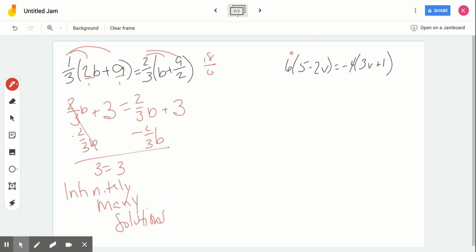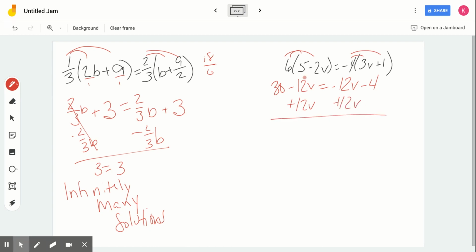Now in this last one, again, we need to distribute into the parentheses. 6 times 5 is 30. 6 times negative 2v. 6 times 2 is 12. Positive times a negative is a negative. Again, here we're going to distribute. Negative 4 times 3 is negative 12v. Negative 4 times positive 1 is negative 4. So here I'm going to start by adding 12v to both sides.